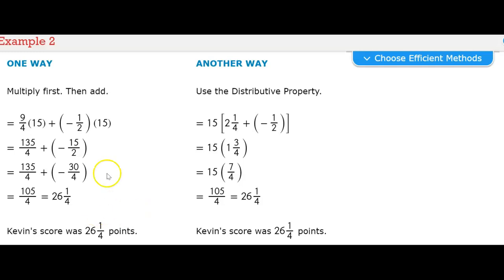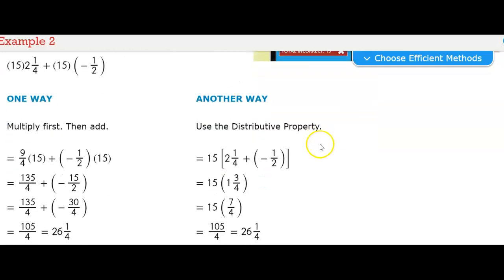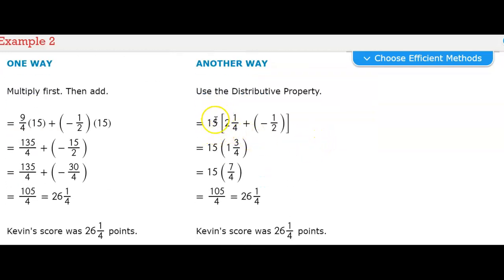would be his score. Another way they're showing us here is using the distributive property. So because 15 was the total he got correct and incorrect, we can use the 15 on the outside of the grouping. Remember, I talked about that GEMDAS in the other lesson. Now you see brackets here. Okay, that is another way to group numbers. So 15 is on the outside of these brackets, and on the inside is the 2 1/4 for his correct answers, and the negative 1/2 for his incorrect answers. And then you have to, of course, add these points together to get the final score.